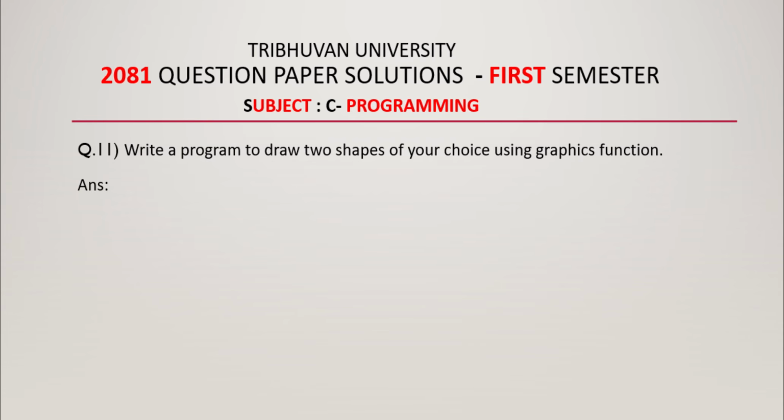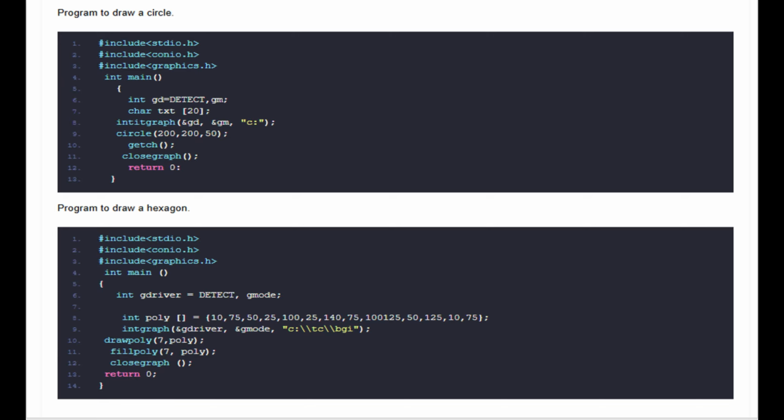Before using these functions, we must first initialize the graphics mode using the initgraph function and close it at the end using closegraph. Let's take two examples here, the circle and a hexagon. First program, drawing a circle.